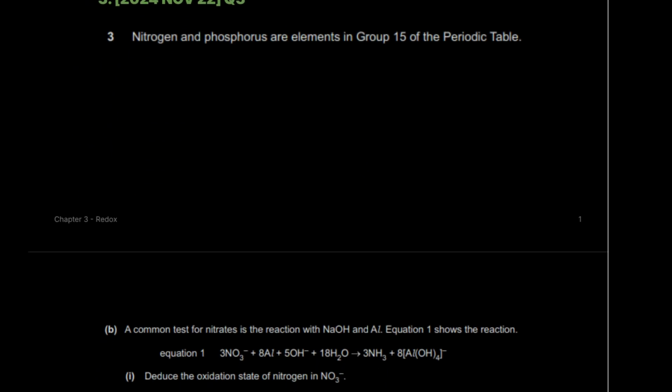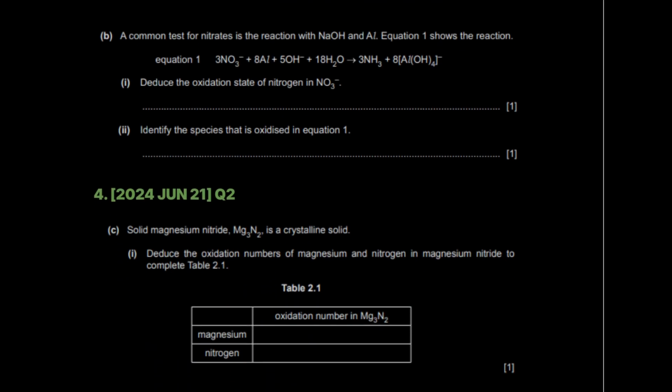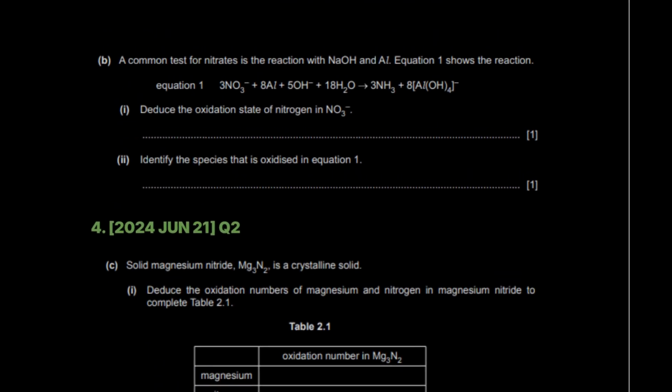Next, nitrogen and phosphorus are elements of group 15 of the periodic table. A common test for nitrates is the reaction of NaOH and Al. This is basically the aluminum foil. Remember, you used to study this in O levels and IGCSE. Aluminum foil, warm it, and have NaOH as well. You're gonna get a pungent smelling gas, and you could test for that gas, and that's ammonia, right? So you're seeing it shows the reaction.